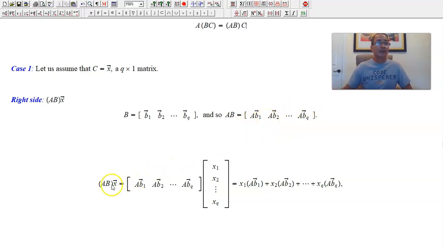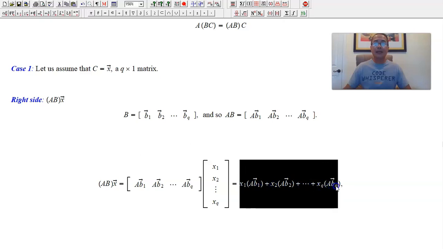Okay? So now the next step is to multiply that product by X. And what did we say? You take the entries of X and you multiply the corresponding column by that entry. So we have column 1, A times b1 multiplied by x1. And then you have column 2, A times b2 multiplied by x2, and so on, added together. So we're going to show that the left side of this equation is also going to be the same.